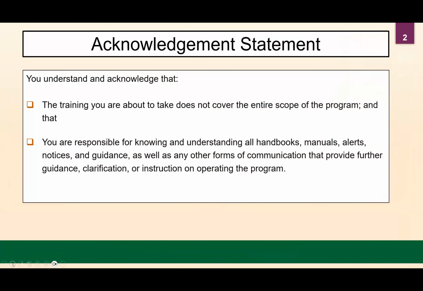Of course we have our standard acknowledgement statement, that you understand that this training does not cover the entire scope of our child nutrition program. You're still responsible for understanding all handbooks, manuals, alerts, notices, guidance, and any other form of communication.